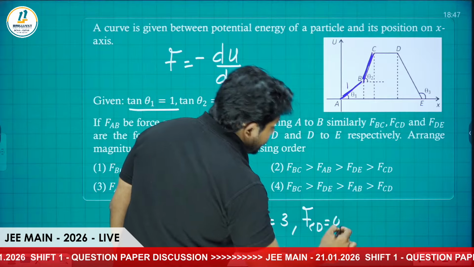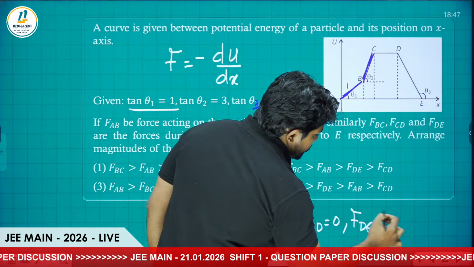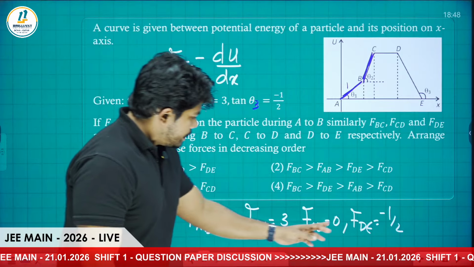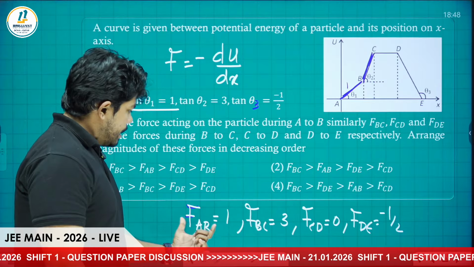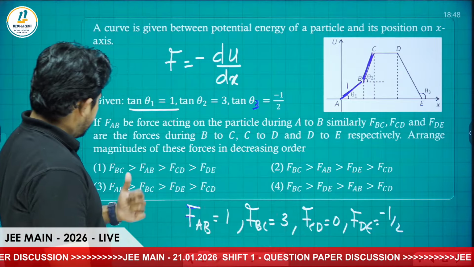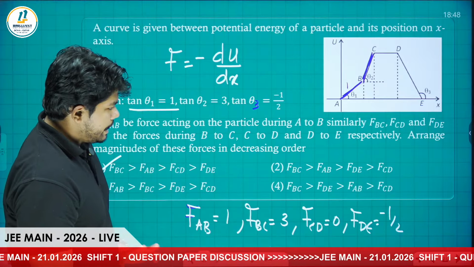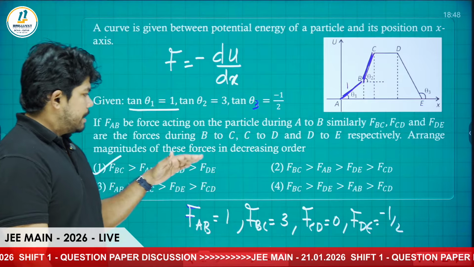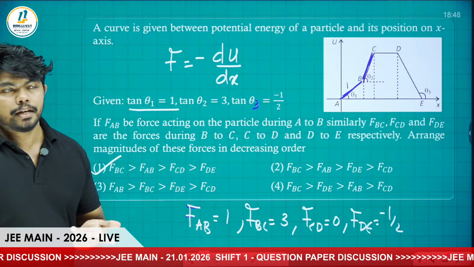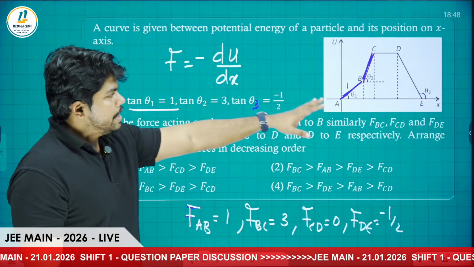FCD, there is no slope, right? It's parallel, so no slope. And FDE, what is the value here? It's -1/2 given. Okay, so clearly you can see that FBC is greater than FAB, then we can say FCD should be there. Yeah, first option will be the correct: FBC, FAB, FCD, FDE. Once again I am telling, the options are arranged in these memory-based questions, so the order might not be the correct one, but anyway the idea should be there.